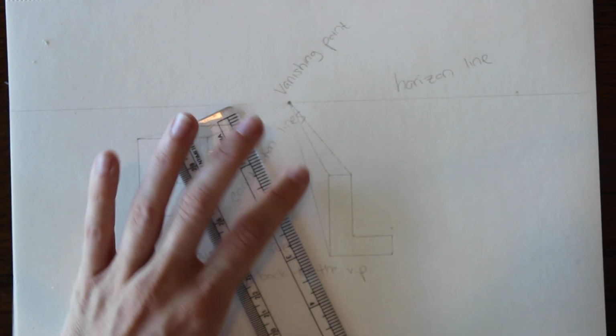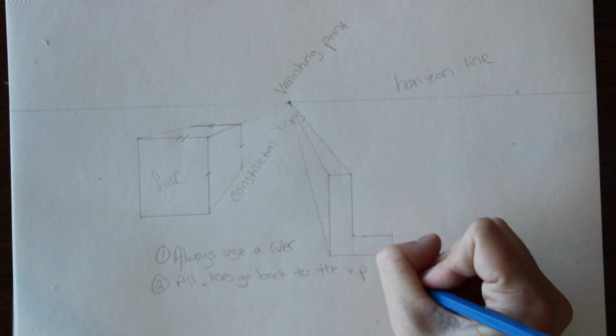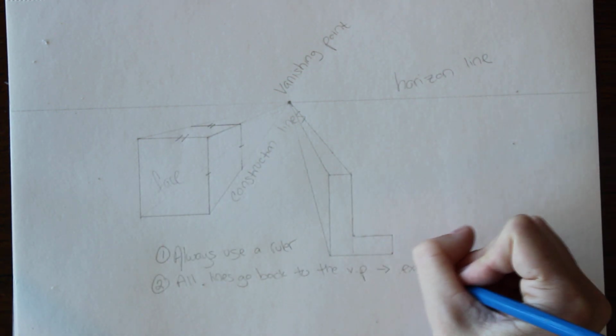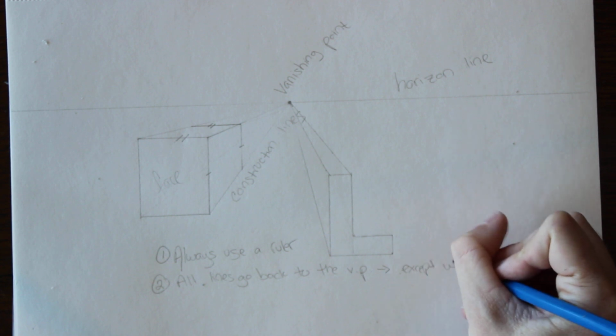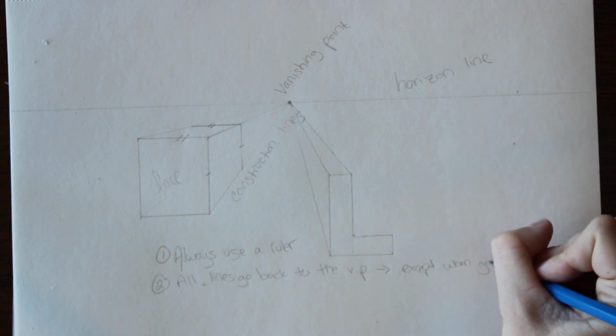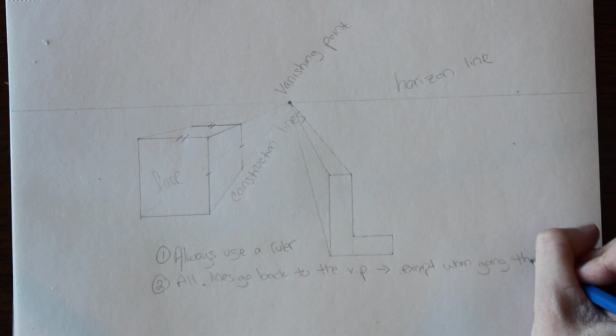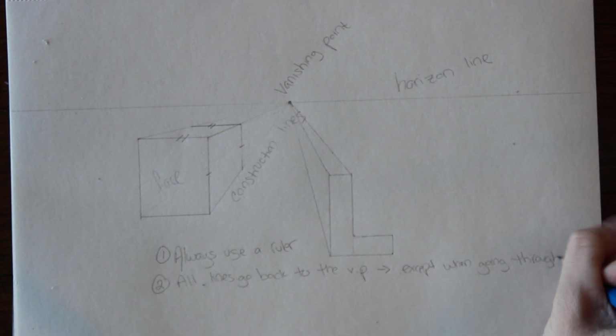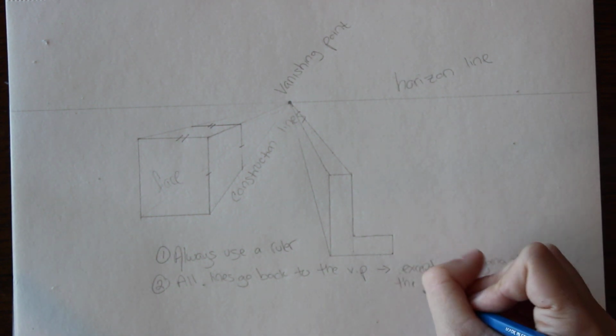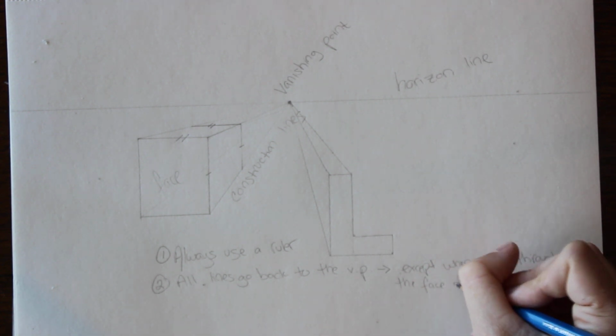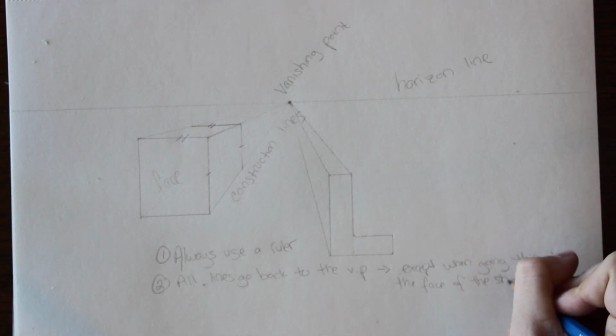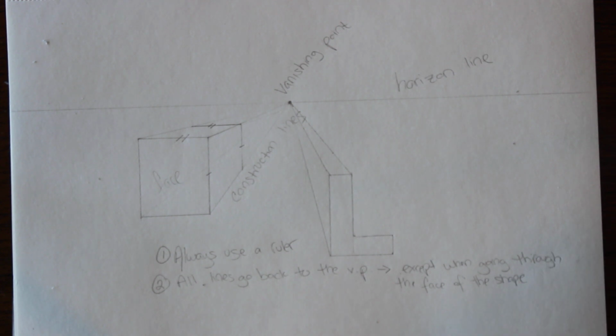So perhaps we need to write an exception. Except when going through the face of the shape. Again, this is only if your shape is opaque, which means you can't see through it.